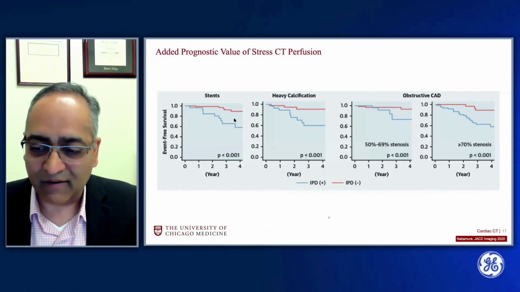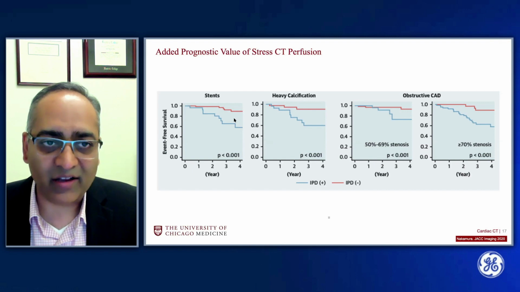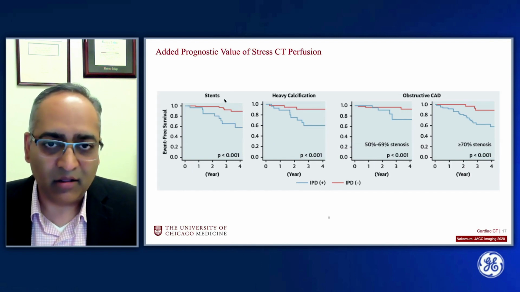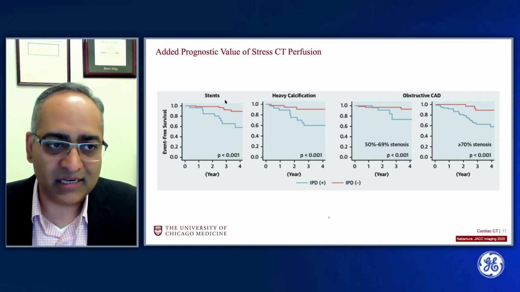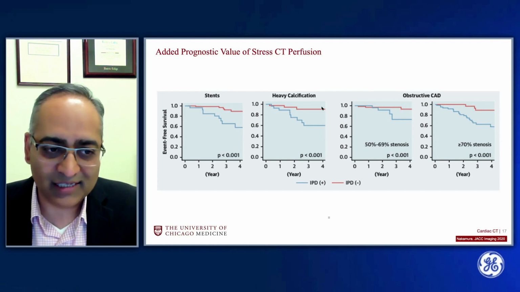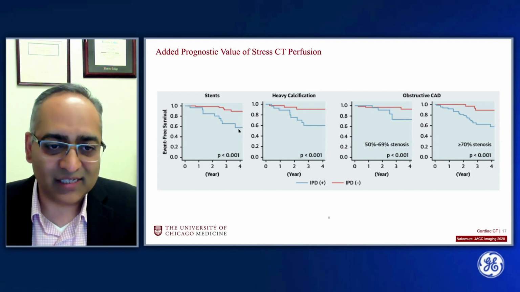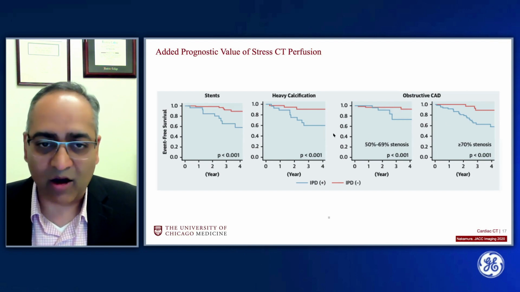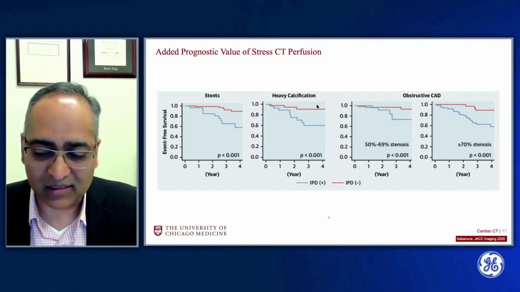Now, there is a significant number of studies looking at the prognostic value of CT perfusion. Here in this study, looking at the added value of stress CT perfusion in patients with stents, heavy calcification, and obstructive coronary disease. These are all the most challenging cases with coronary CT, and you can see the presence of ischemia consistently was associated with worse outcomes relative to those who had no ischemia.